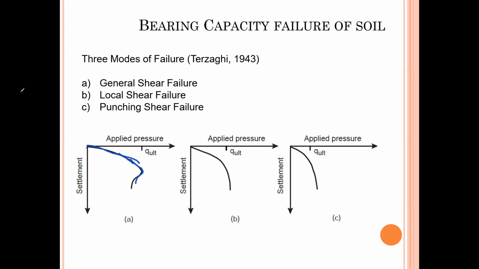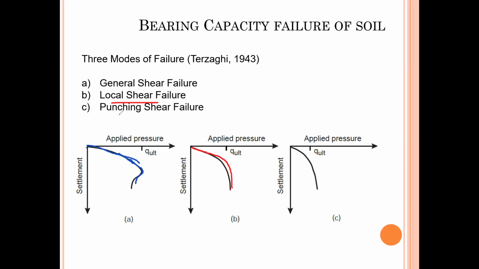And then there's local shear failure, in which you can see there's no sharp peak like that, but it gradually increases and then reaches the highest point and then breaks. That's the failure.